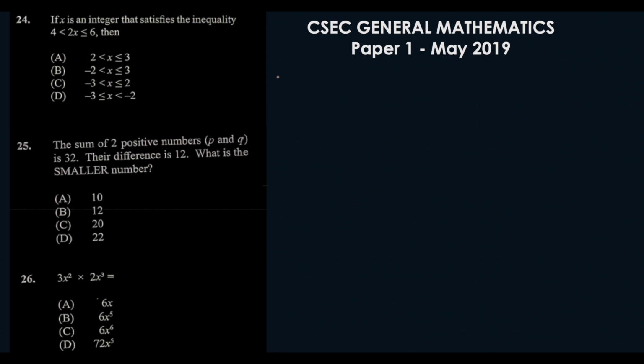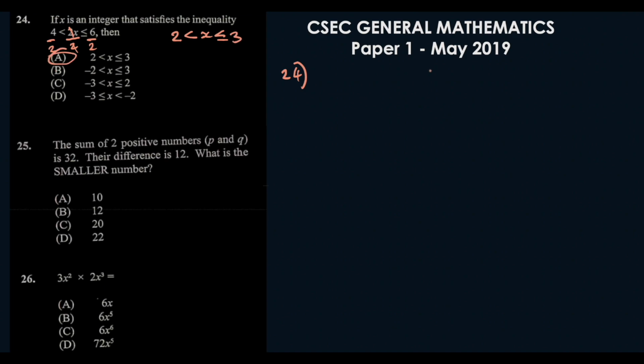Alright, so for this one here, we have 24. So 24 is, if x is an integer that satisfies the inequality 4, 2x, x. Okay, so for this one, all they did is make x by itself. So all we have to do is divide all sides by 2. So once we do that, we'll end up with 2. We put back the same sign, and we're left in this case with x, which is less than or equal to 6 divided by 2, which is 3. So our answer is this here.